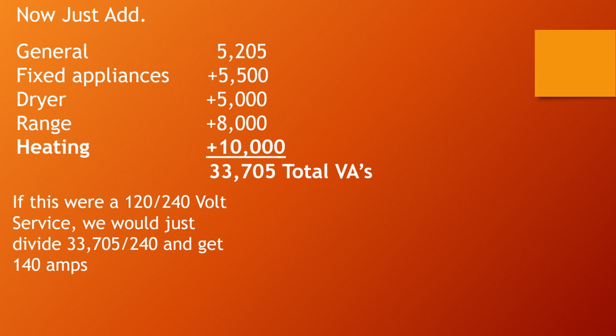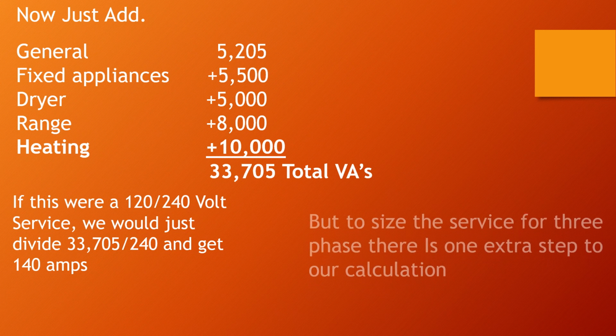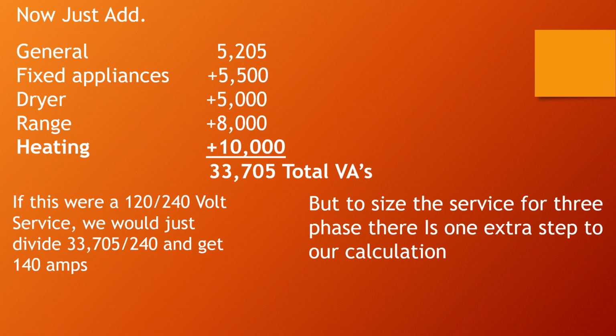Now, if this were a 120/240 volt service, we would just divide 33,705 by 240, and we're going to get 140 amps. But to size a service for three-phase, there's one extra step to the calculation, and it's very important. It goes back to the 1.732 that we learned because of the nature of three-phase. You must take the square root of 3, which is going to give you 1.732. We're not going to get into the technicality of that right now, but we can learn about it at a later time, or you can self-study on that.